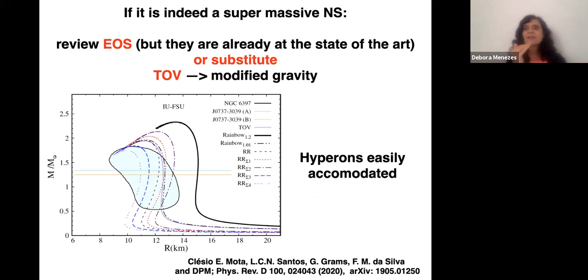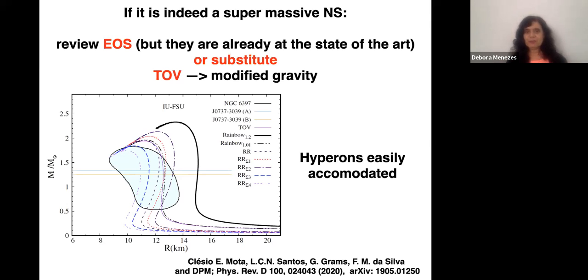They can hardly reach 2 solar masses, 2.1, but 2.6 is way above. And then perhaps we have to revisit the Tolman-Oppenheimer-Volkoff equations, which were for a perfect fluid. And one way of doing that is using modified gravity.